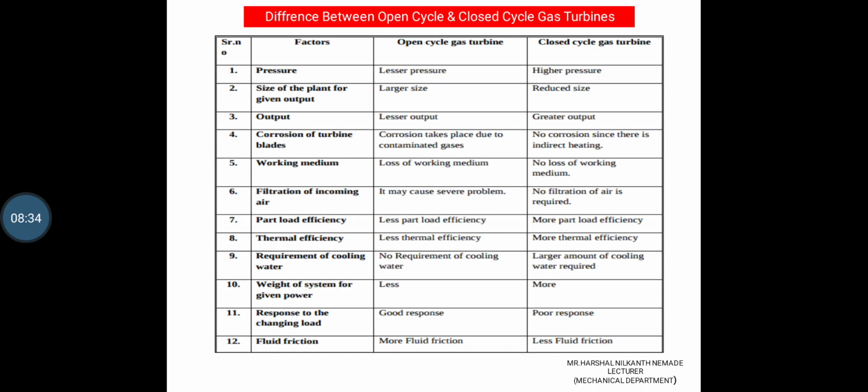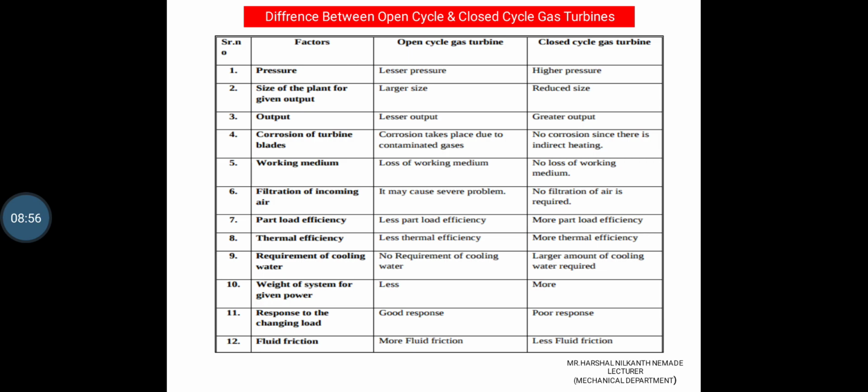There is a difference between the open cycle and closed cycle; I have given some factors. Pressure: lesser in open cycle, higher in closed cycle. Size of plant: larger in open cycle, reduced in closed cycle. Output: lesser in open, greater in closed.